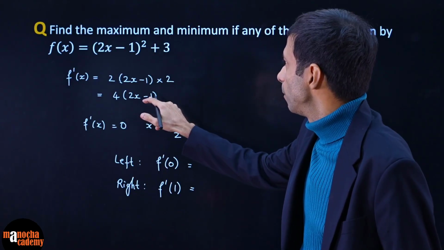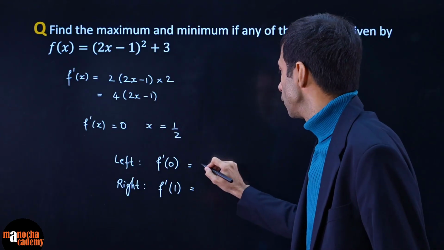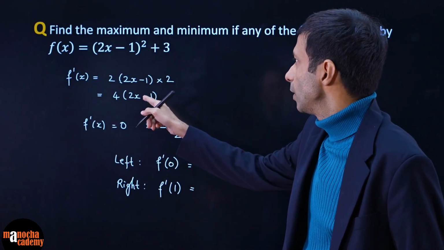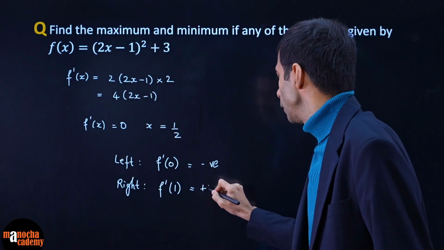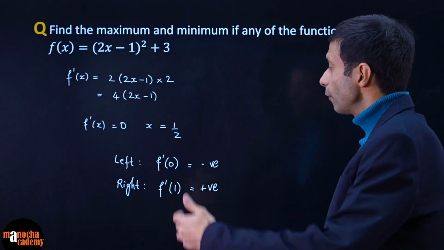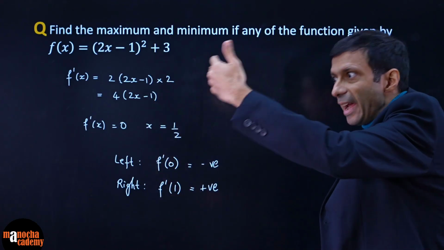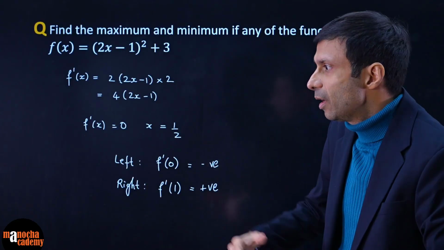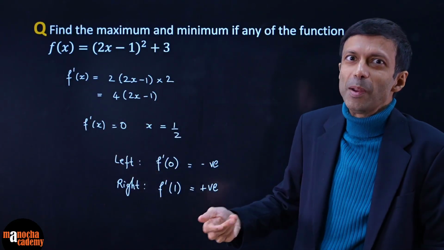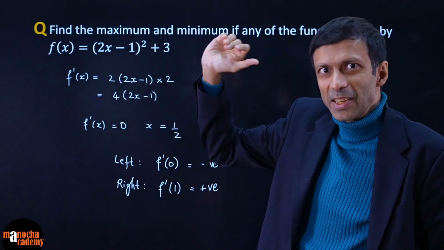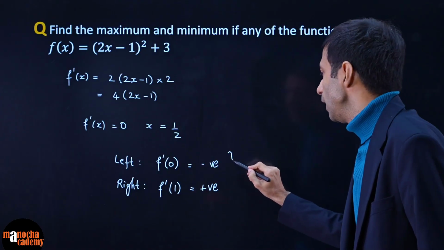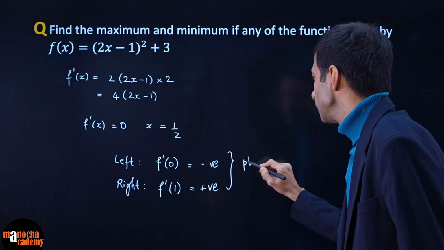f dash 0 is minus, so clearly negative. You don't even need the exact value. And f dash 1, 2 minus 1, clearly positive. We don't need the exact value. So we are going from a negative to a positive, right? You can visualize that, or you can remember: starting with negative means minima, starting with positive, maxima. So negative to positive, that means clearly we are dealing with a point of minima.